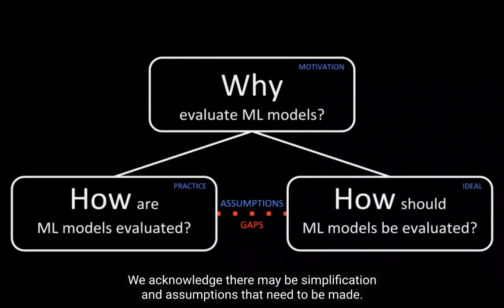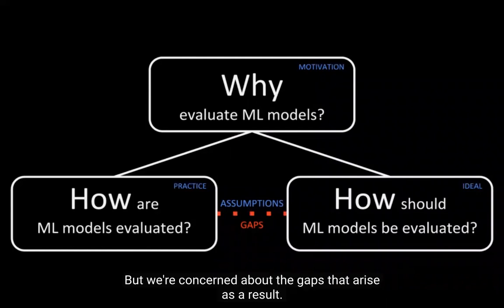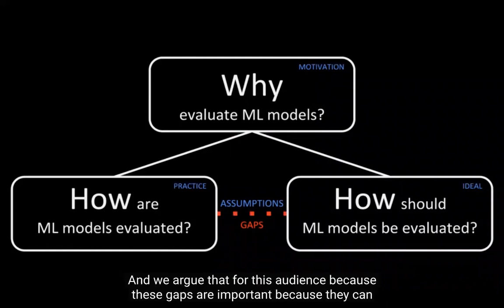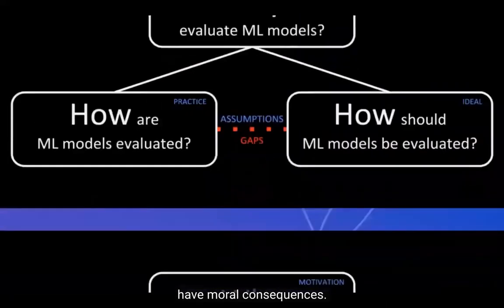We acknowledge that in practice, there may be simplifications and assumptions that need to be made. But we're concerned about the gaps that arise as a result. What are the gaps in our knowledge about the models that can result? And we argue that for this audience, these gaps are important because they can have moral consequences.